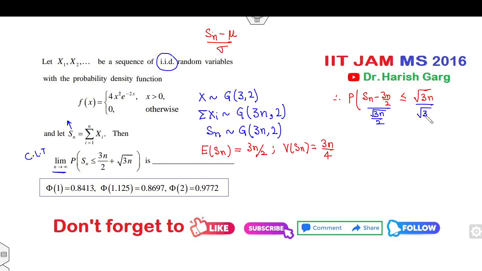This is root 3 root n over 2. The left hand side becomes my Z. This term is 2. So the right answer of this case is phi of 2. And phi of 2 is given to you in the examination as 0.9772, which is the right answer. Always get your answer within 2-3 lines once you are able to identify the univariate distribution functions.